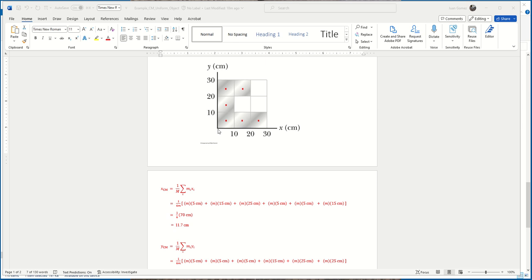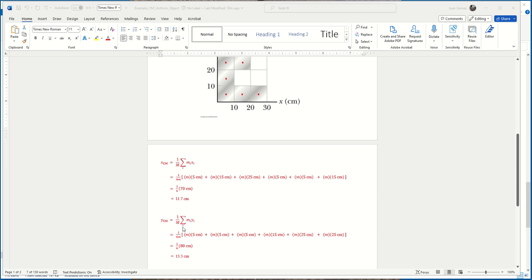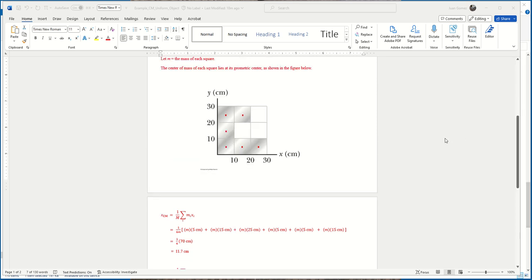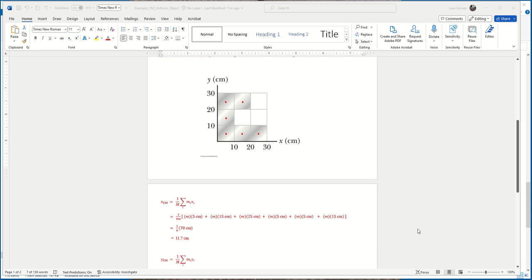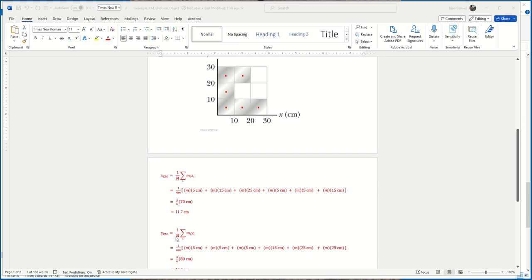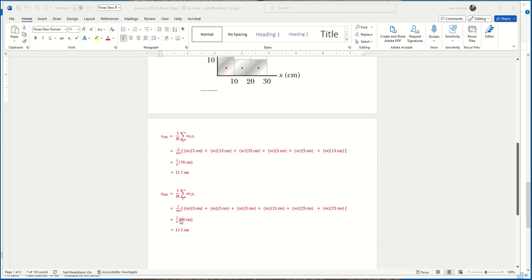Again, we're relative to the actual real origin. Now let's do the same thing with the y's. Remember, nothing complicated. y1 is the y coordinate of square 1, y2 is the y coordinate of square 2, y3 of square 3, y4 of square 4, y5 of square 5, y6 of square 6. Again, 1 over large M doesn't change. The total mass is still 6m.